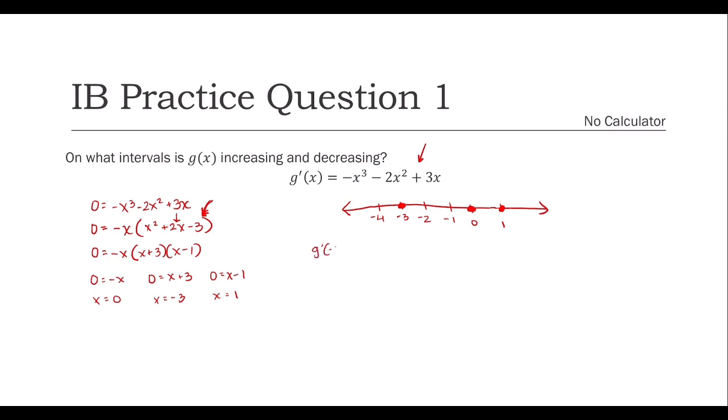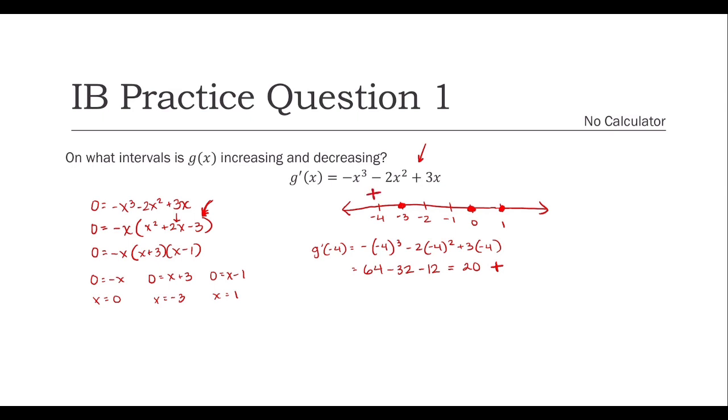So g prime of negative 4 equals negative 4 cubed minus 2 times negative 4 squared plus 3 times negative 4. So this equals negative 64, so positive 64, minus 2 times 16, so minus 32, plus 3 times negative 4, so minus 12. So this equals 20. Because 20 is positive, it's increasing to the left.